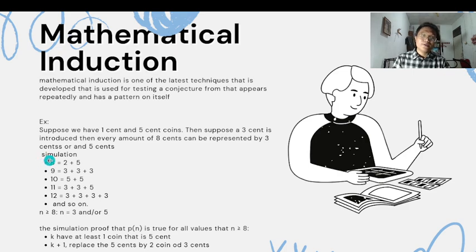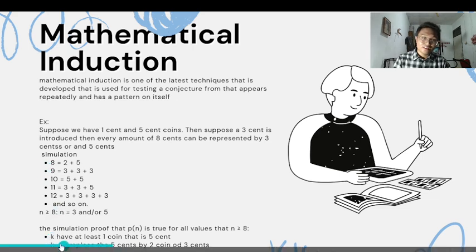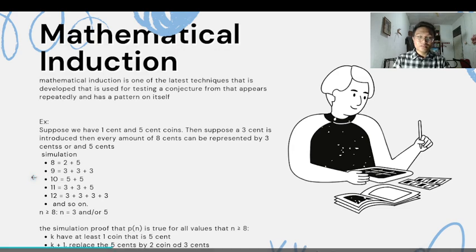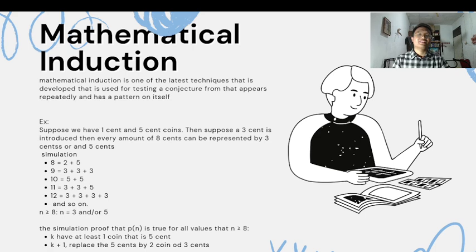Here I assume 8 is k, okay? Sorry, this is not 2, but it is 3. 8 is equal to 3 added by 5. We assume 8 as k, okay? Then 9 as k added by 1. Then we will notice a pattern here.